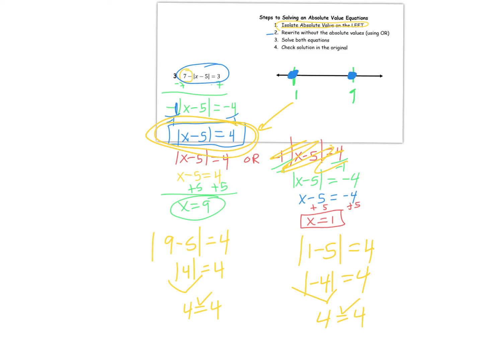Okay. And now just declare the final statement. So we're going to say that x is equal to 1 or x is equal to 9. There we go. All set. All right, let's go to the next one.